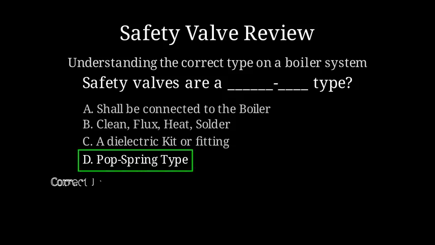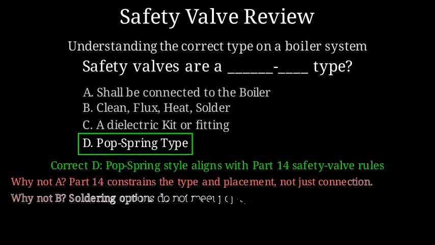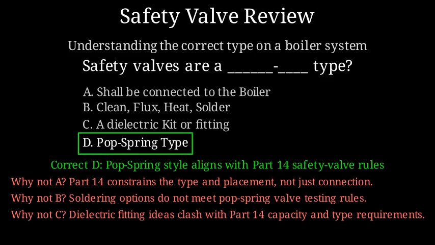Option D, pop dash spring type, is correct because Part 14 specifies the safety valve type, capacity testing, and superheater valve requirements, and a pop dash spring valve matches those rules. Now, let us explain why the other choices do not fit.